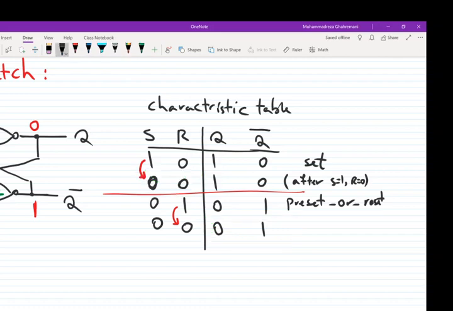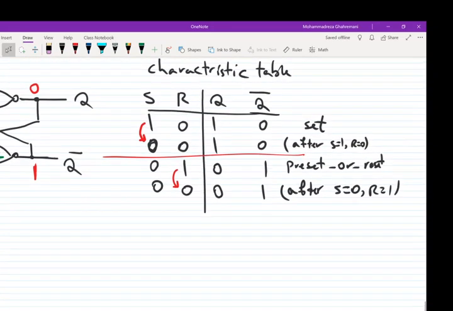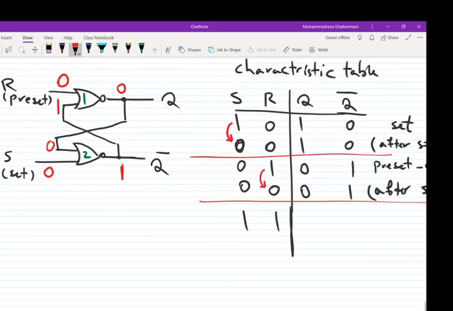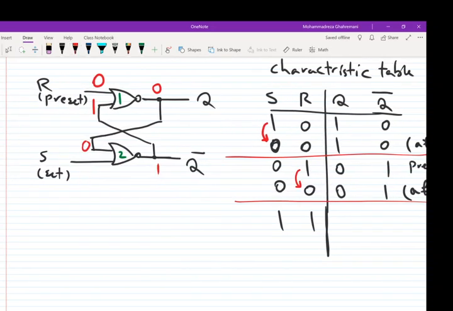So we can say after S is 1, S is 0, and R is 1. And finally, the last combination, which is 1, 1. What if the inputs are 1, 1? Again, this situation is independent of the previous situation. So let's just apply these inputs to see what's going on here.